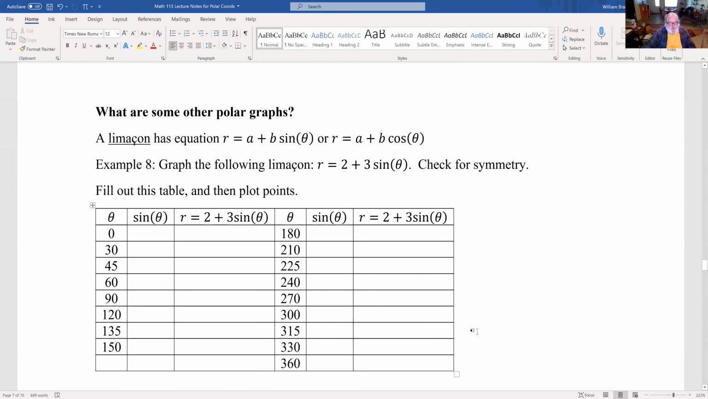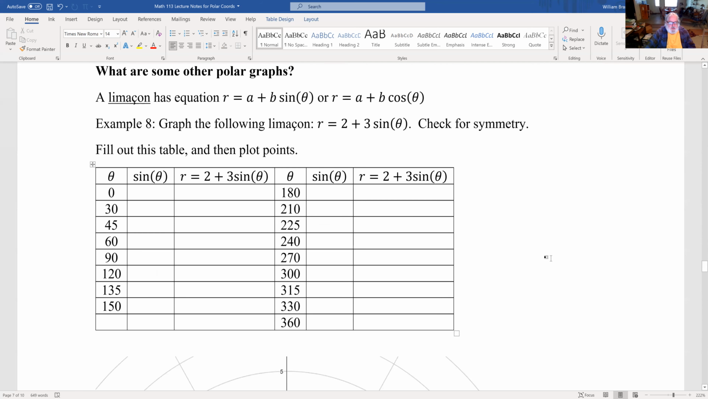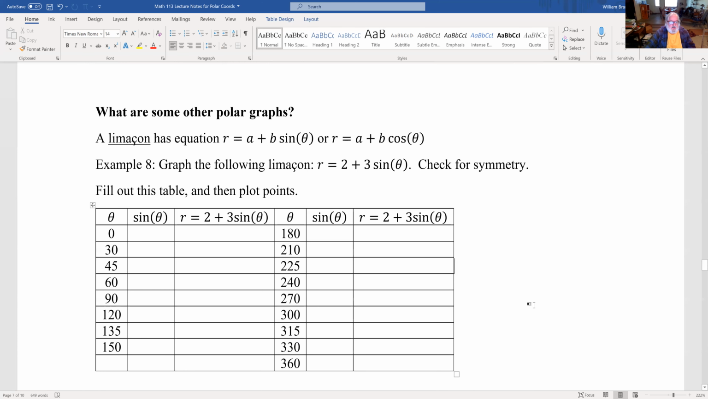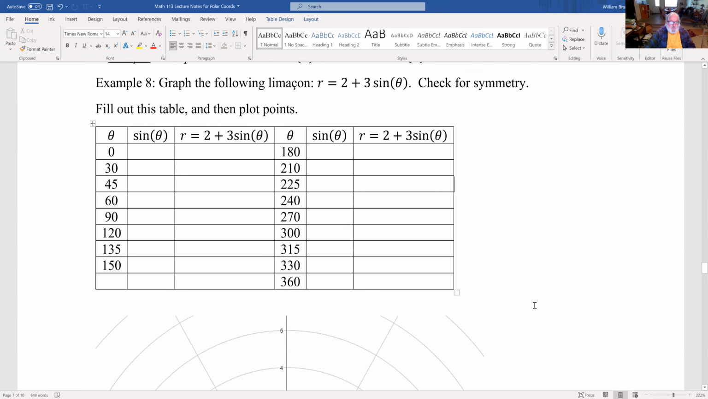So what are some other polar graphs? Well, there's a bunch of them. A limaçon has this kind of an equation. How do you graph that? Check for symmetries. It's a sine function, so if you actually check for symmetries, you're not going to get any. The tests for symmetry don't work very well for sine functions. But how do we figure out what the plot of this limaçon looks like?